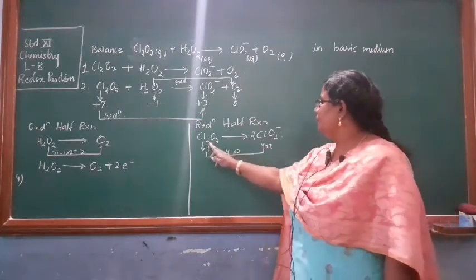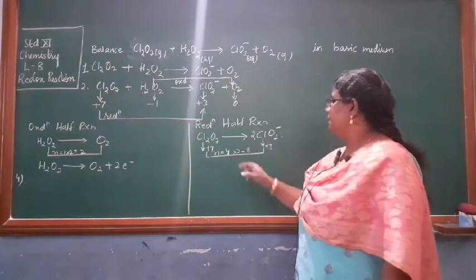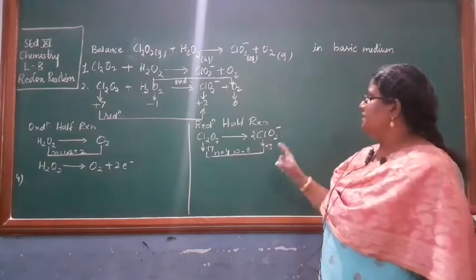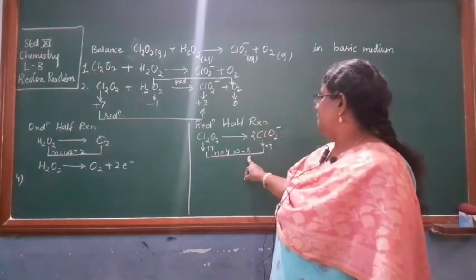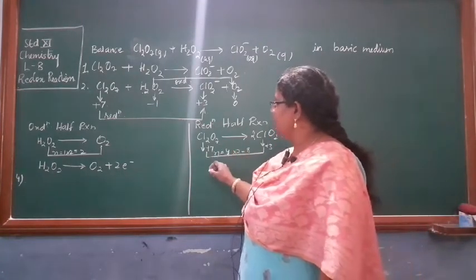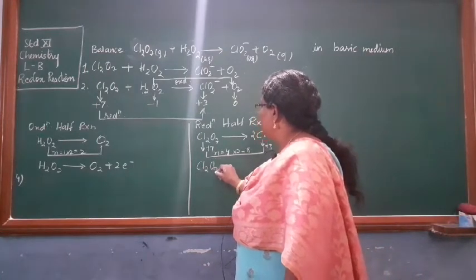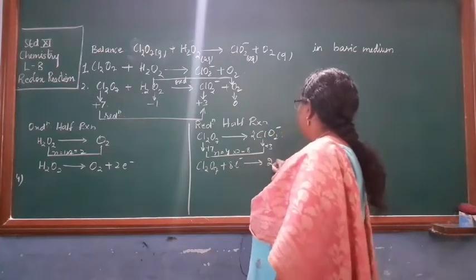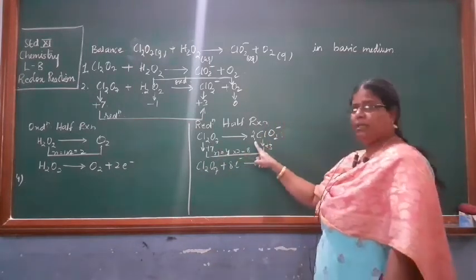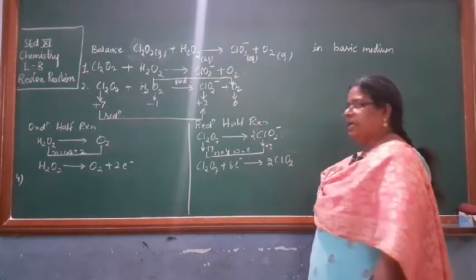लेकिन यहाँ पे 2 क्लोरीन है, इसलिए I have to multiply it with 2 and I have to get my n value as 8. Now where should I add my 8 electrons? On the left hand side, because this is a reduction reaction. So I have Cl2O7 plus 8 electrons giving you, here also 2 Cl है, मतलब मुझे यहाँ पे 2 Cl लिखना पड़ेगा. ओके, 2 ClO2 माइनस.